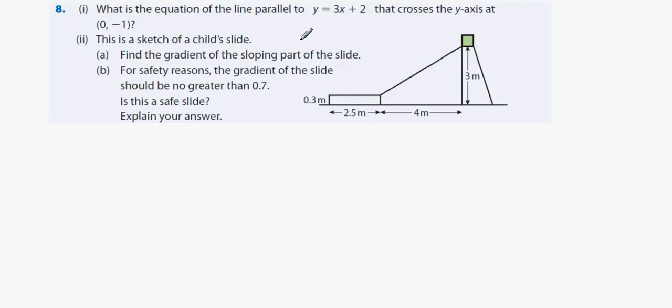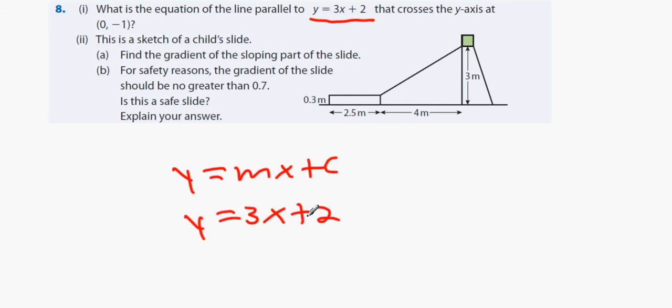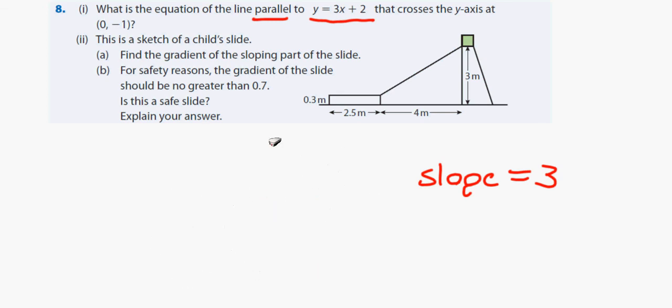What is the equation of the line parallel to y equals 3x plus 2 that crosses the y-axis at 0, minus 1? So it's parallel to y equals 3x plus 2. In the form y equals mx plus c, the slope of this one is 3. If it's parallel, the slope of the line we're talking about is also 3. So we know the slope is 3, and we know it has a point 0, minus 1, which we can call x1 and y1.